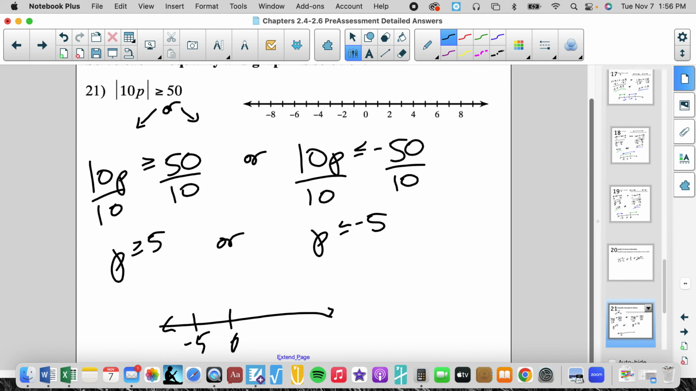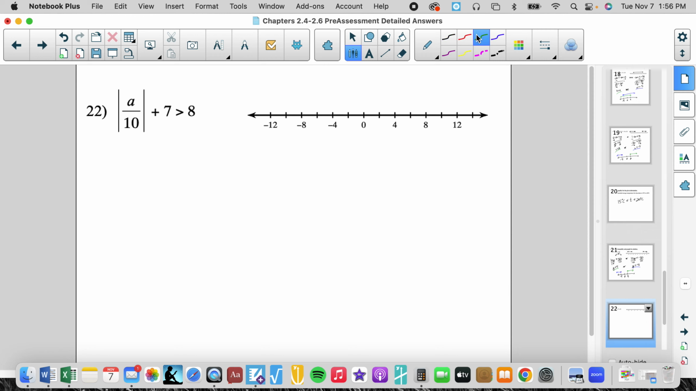Preliminary graph. Negative 5, 0, 5. P is greater than or equal to 5, excuse me, my brain is melting. And p is less than or equal to negative 5. So that would be my solutions to those. So closed circle going to the left, closed circle going to the right. And notice it's over negative 5 and 5.